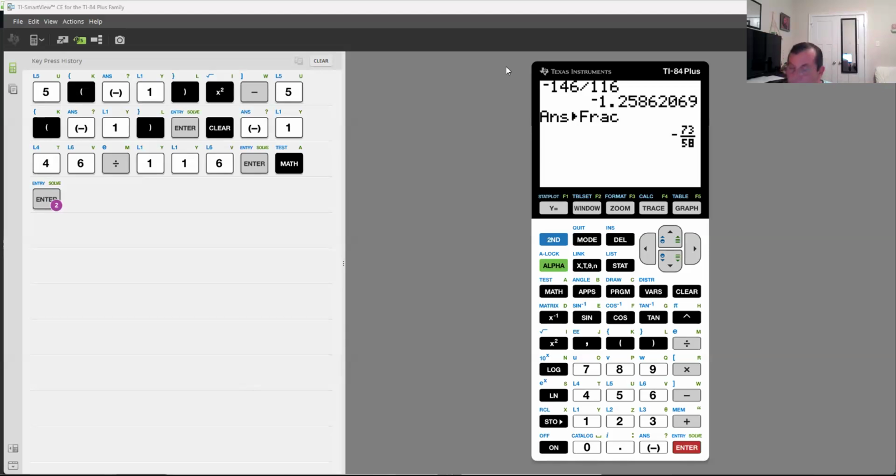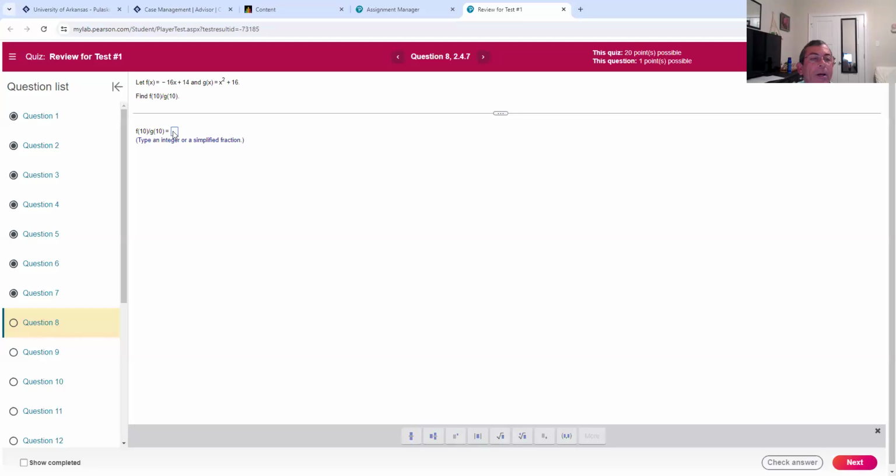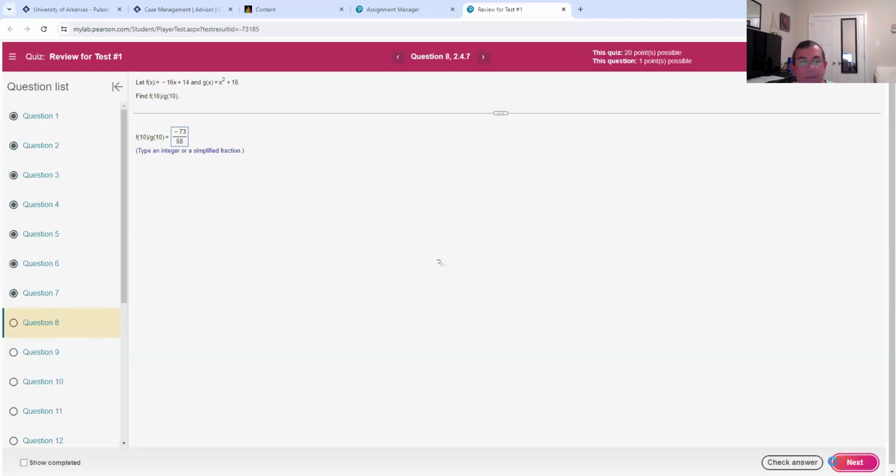All righty, y'all, so that was what, number 8. So here, I would use the little fraction tool on MathLab and then put in my negative 73 and then arrow down and put in my 58, okay? All right, y'all, so then we hit next on this.